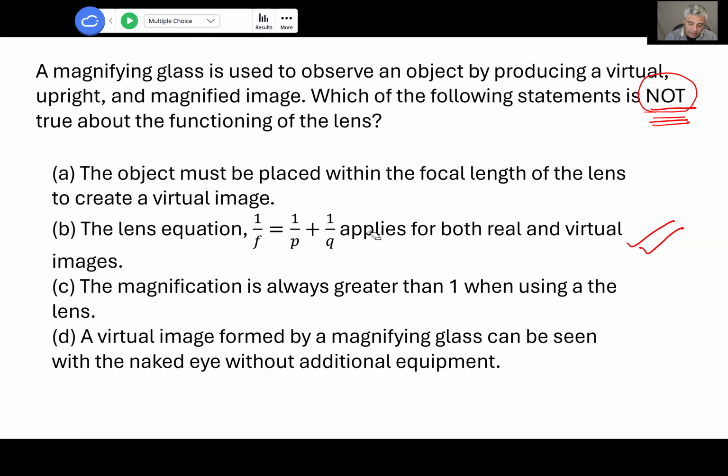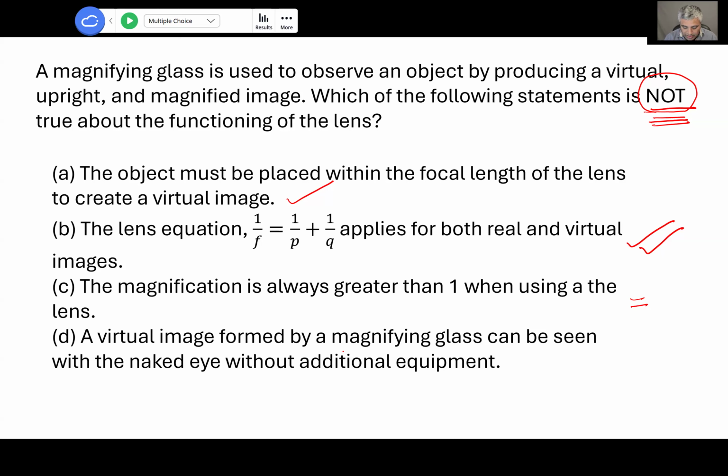I guess you just try to figure out the true statement here. The object must be placed within the focal length of the lens. So yes, if we want magnified, then that's what has to be done. Magnification is always greater than 1 when using the lens. It says a lens; it did not specifically say a magnifying lens. Usually for a magnifying glass, it's more than 1. That's true. So let's see if that is better or this one.